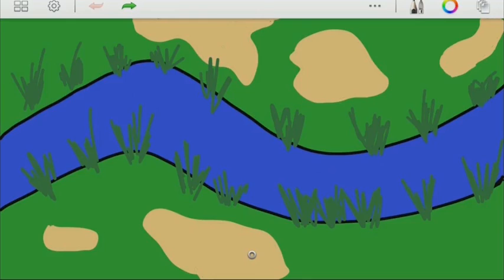Okay, that's it for this lesson. I hope you have a better understanding of the different GIS data types and when you would choose to use them. See you in the next lecture.